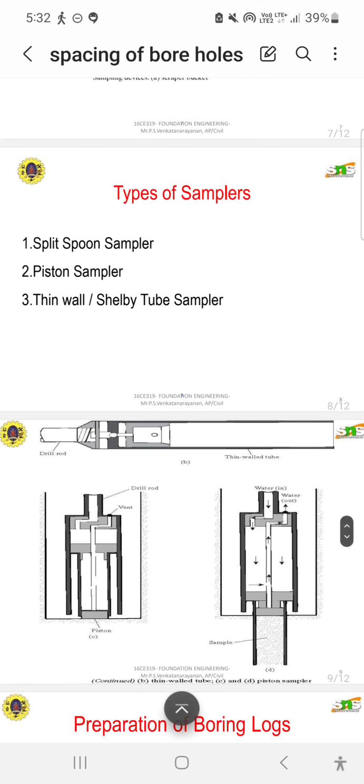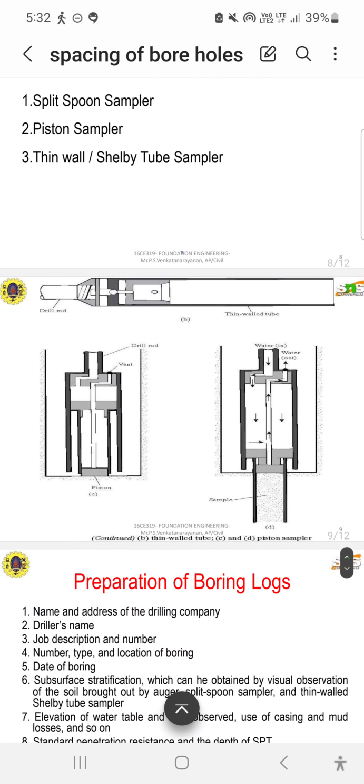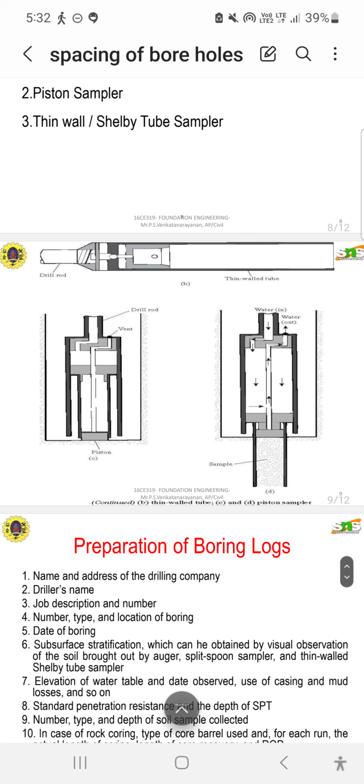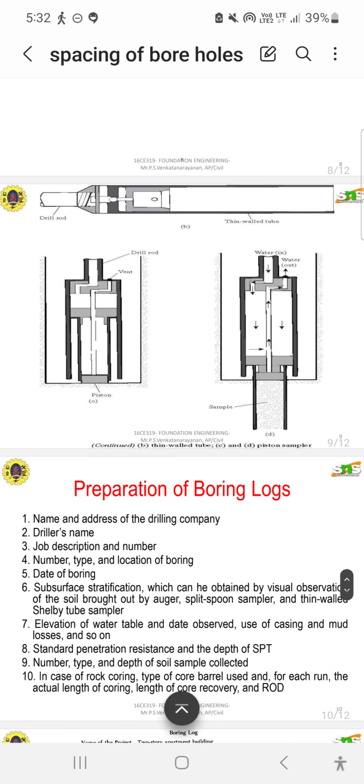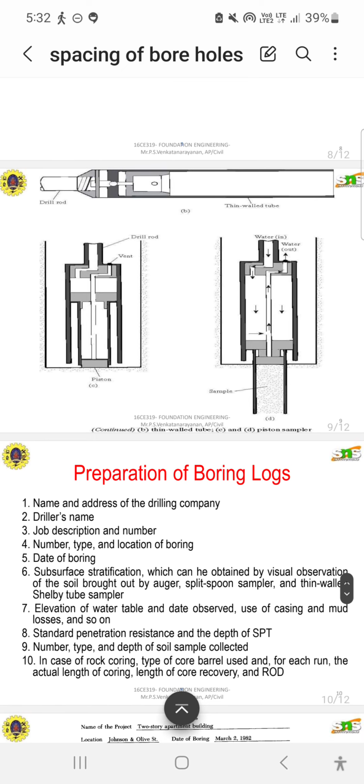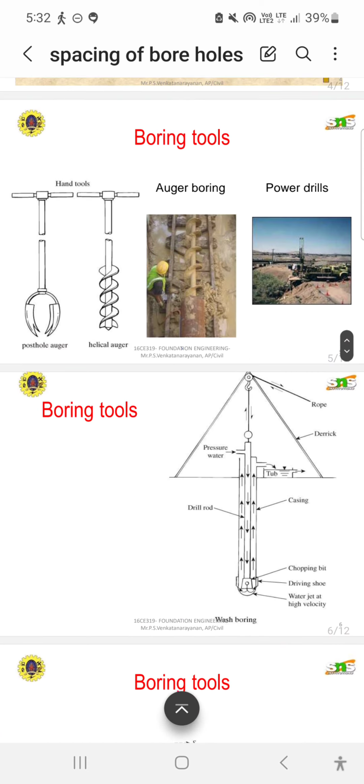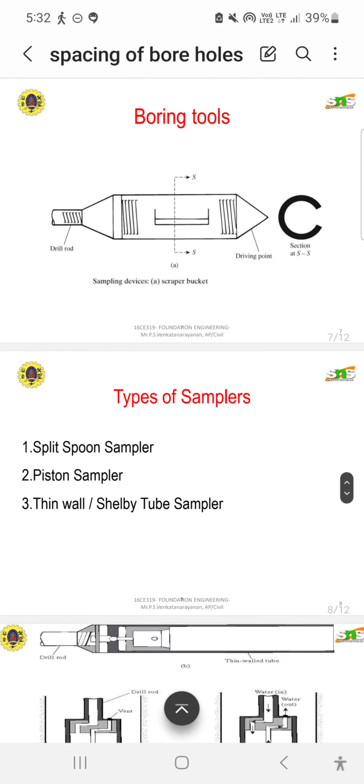Thin wall or Shelby tube sampler means, so first in this cross section we are going to see about the thin wall tube and piston sampler. So this is the piston sampler and this is the thin wall tube sampler. The tube is a thin wall structure. In the thin wall sampler, the head portion will always be the drill hole, and the tail portion will be the driving point.